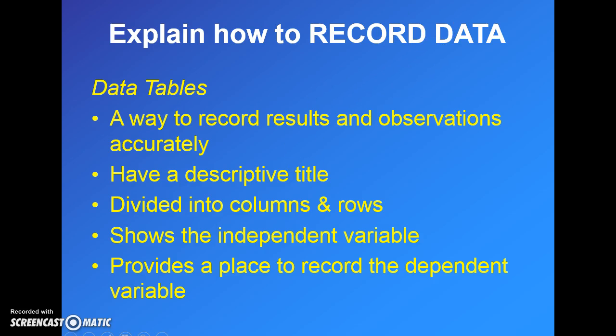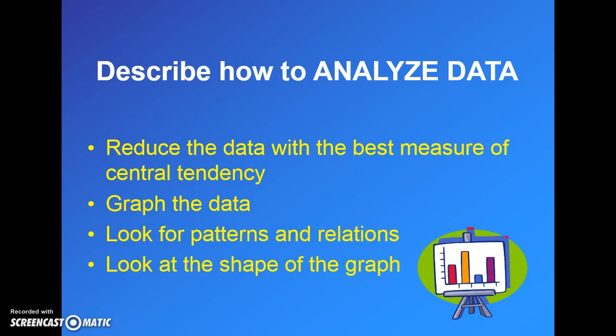How do we record our data? We record our data in tables. We have a descriptive label. We divide them into columns and rows. We show our independent variable, and we record our information on our dependent variable.